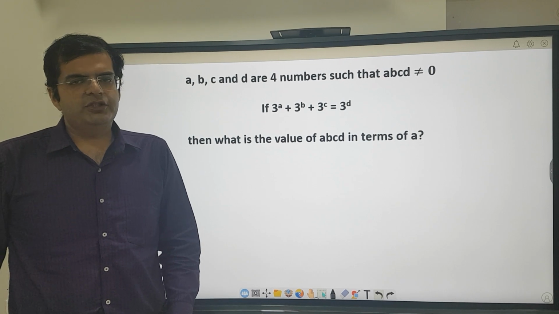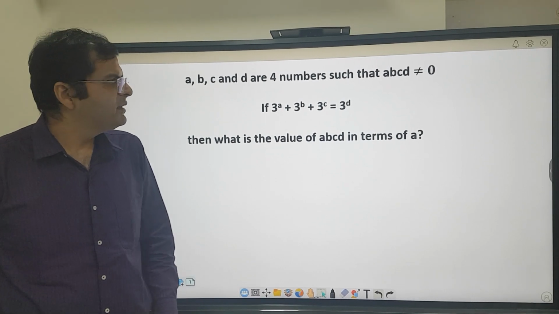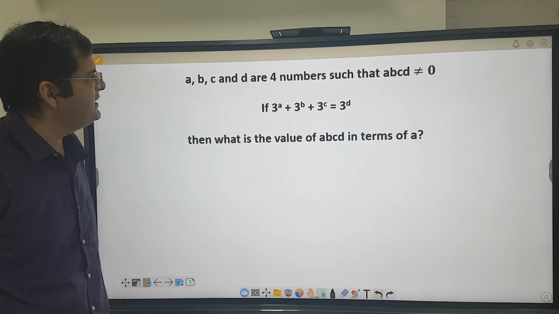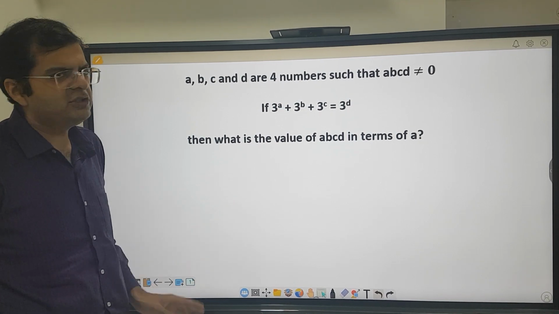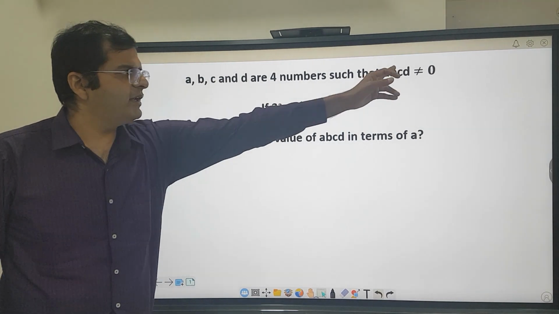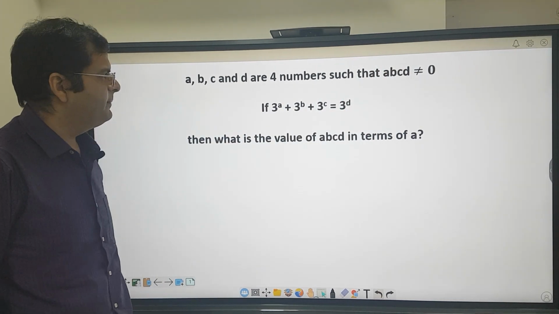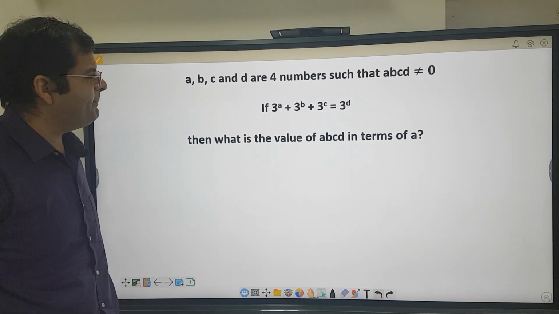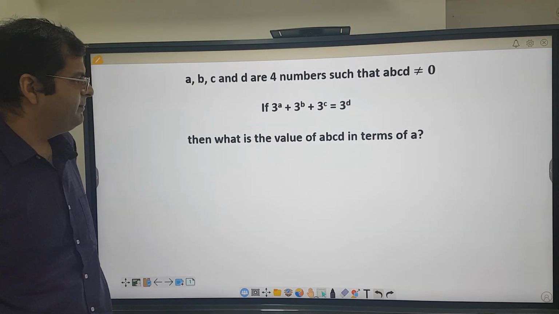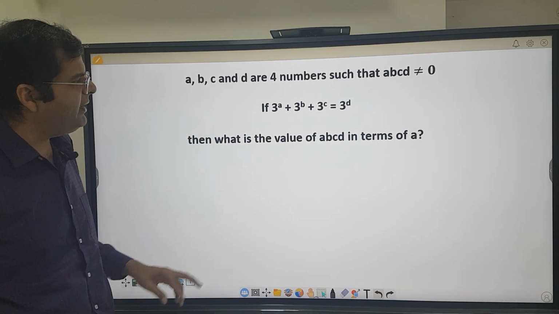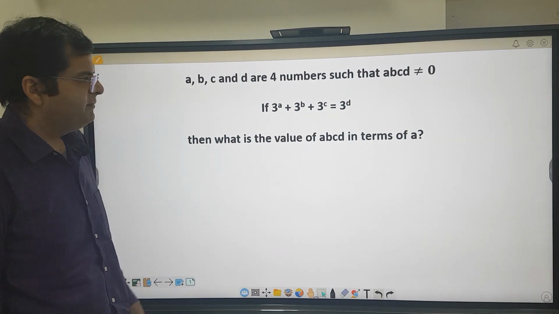So this is the ninth question of the algebra chapter. The question says A, B, C and D are four numbers such that A into B into C into D is not equal to 0. What this means is none of them is 0. Now if 3 raised to A plus 3 raised to B plus 3 raised to C is equal to 3 raised to D, then what is the value of A, B, C, D in terms of A?